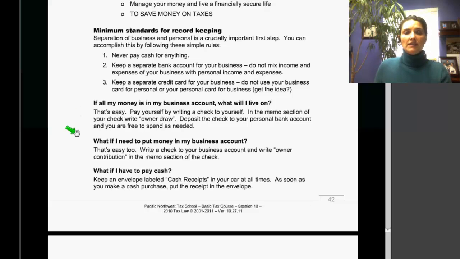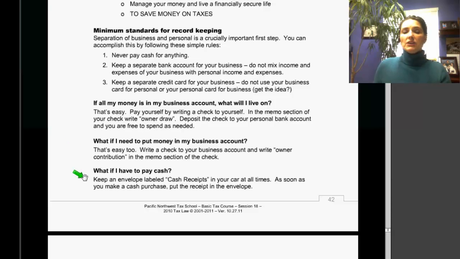Another question I frequently get, what if I need to put money into my business account? What if there's not enough in it and I need to put money in it? Well, that's easy too. You write a check to your business account from your personal account, and on it you write owner contribution in the memo section of the check.